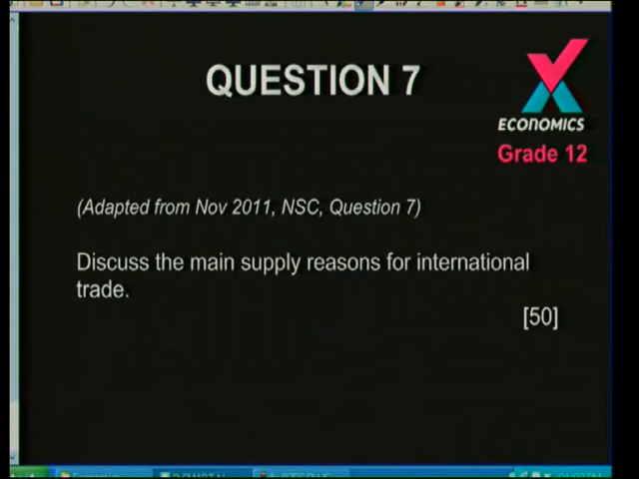I want us to now look at question 7. Very important when you look at an essay question, expect it to be divided into 2 parts. Underline the keywords and make sure that you understand exactly what is expected from you. The layout of the essay is also very important. In economics, when you write an essay, you need to answer in point form.